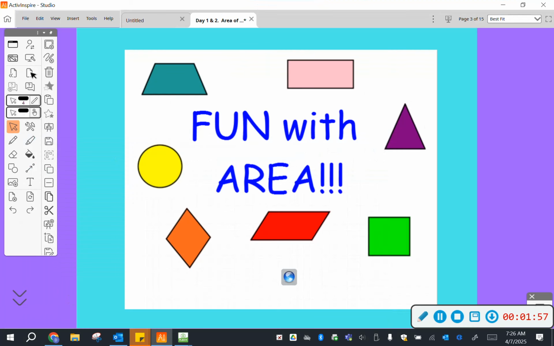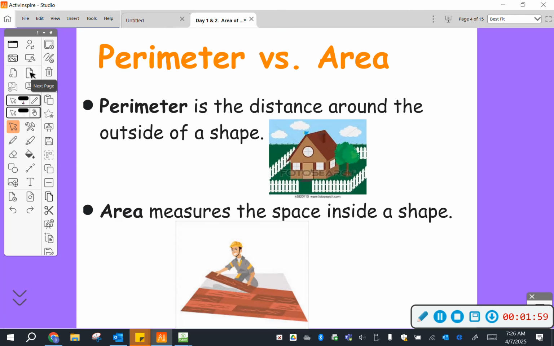Okay. Now, on your test, you are going to be asked about perimeter and area. So, perimeter is the distance around a shape. Where in life have we seen perimeter get used? So, a fence. Anytime a fence is built, do you agree that's going around the perimeter of your land? Correct. And then area is the space inside the shape.